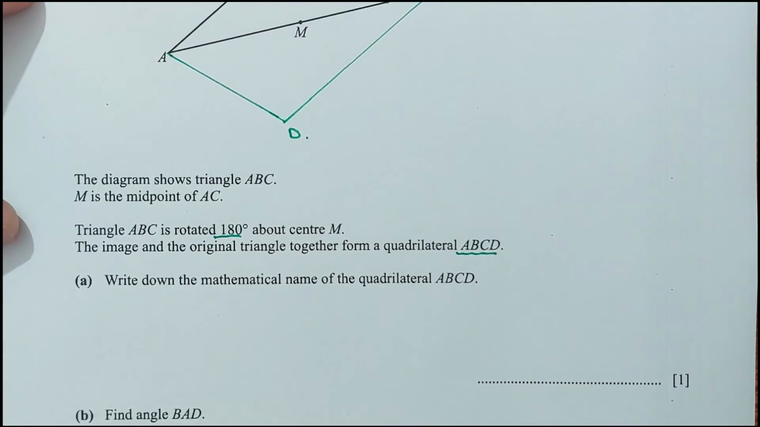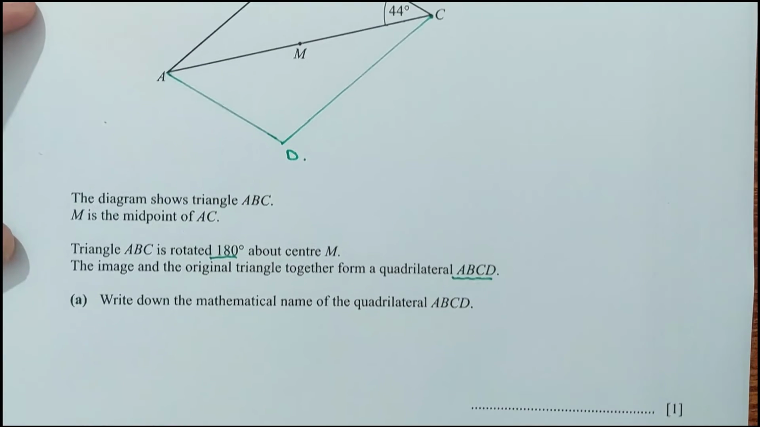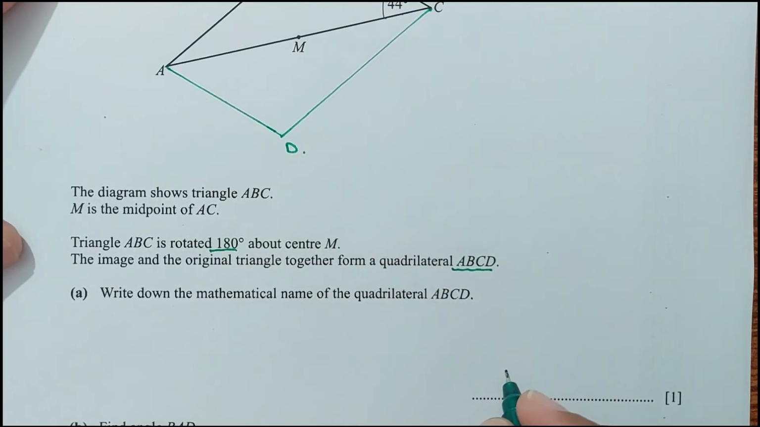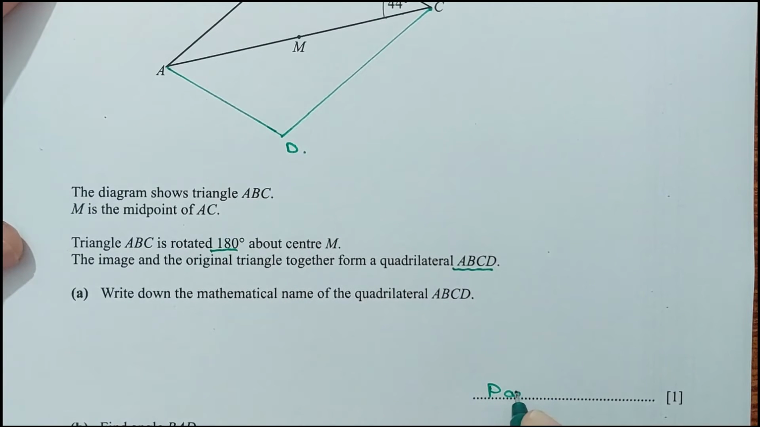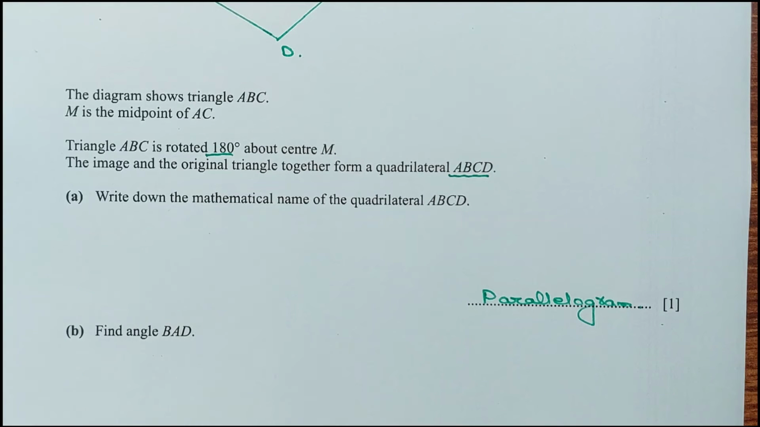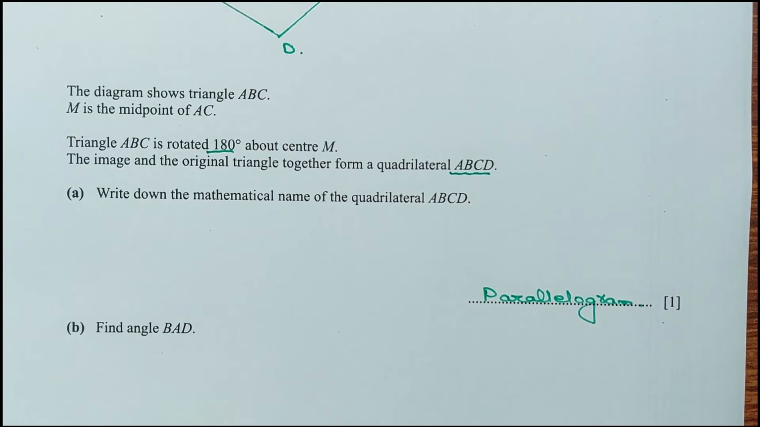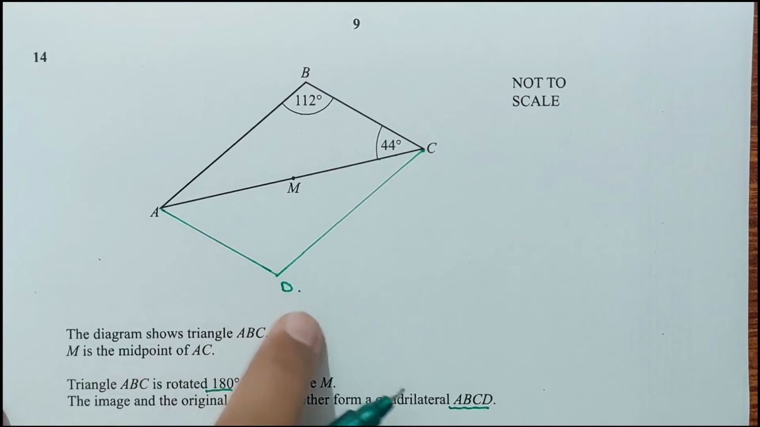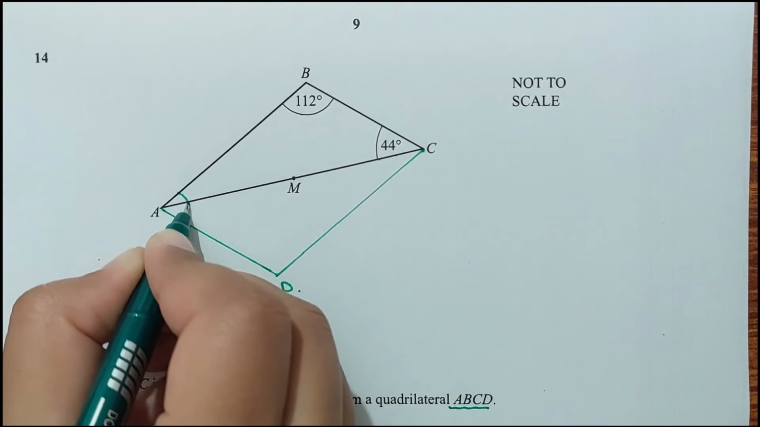So now for part A, write down the mathematical name of the quadrilateral ABCD. This exactly looks like a parallelogram. Yes, it's a parallelogram. Its mathematical name is parallelogram. Right. Now for part B, find the angle BAD. Okay. The angle B, A and D, this angle we have to calculate.